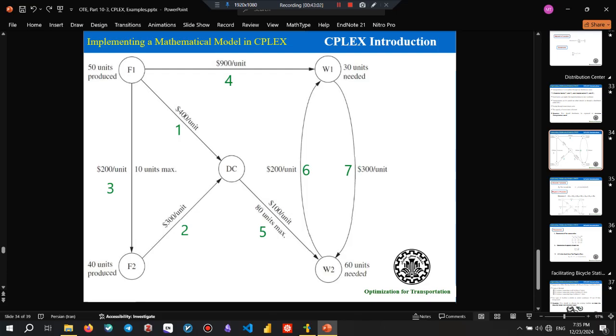Distribution center, the flow for line 1 and line 2 should be equal to line 5, right? For the other ones it is the same. For example, for W1 depot, you have the flow of line 4 and the flow of line 6 that are getting into the depot center, and you have line 7, which is getting out of it. So you have line 7 minus the 30 units which are needed in the depot center in here, and the flows for line 4 and 6, right?